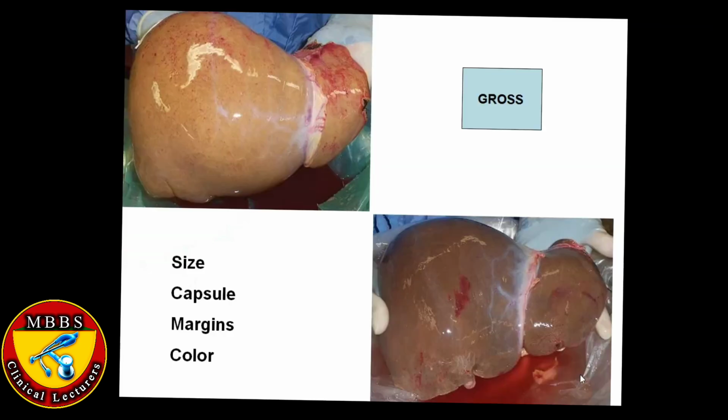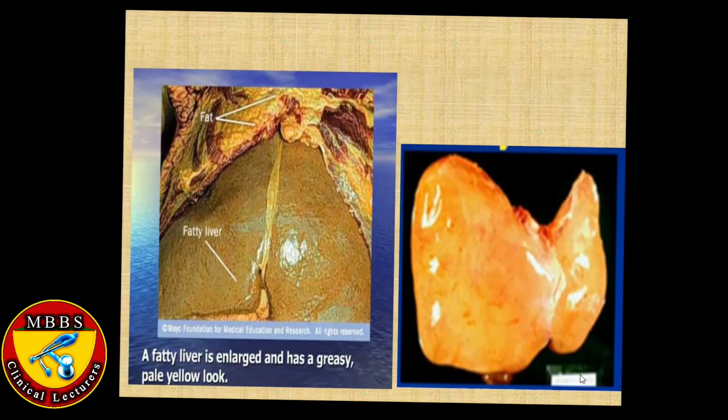So see, this is the gross picture of the liver, which has a greasy appearance in fatty liver. A fatty liver is enlarged and has a greasy, pale yellow look.